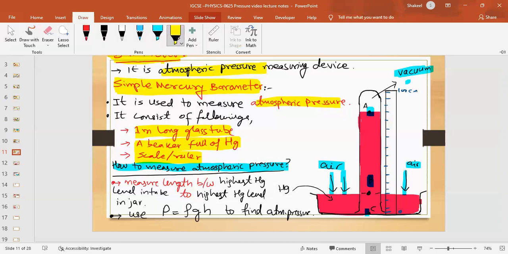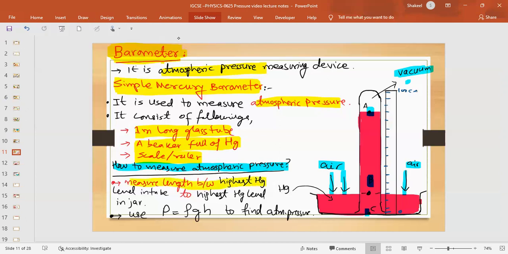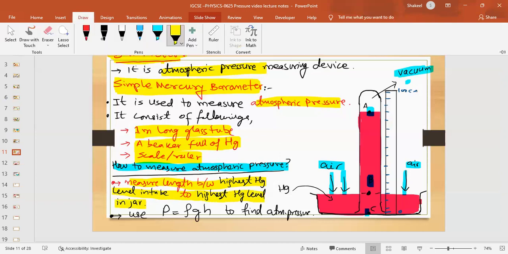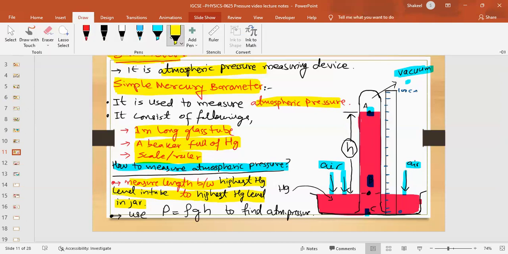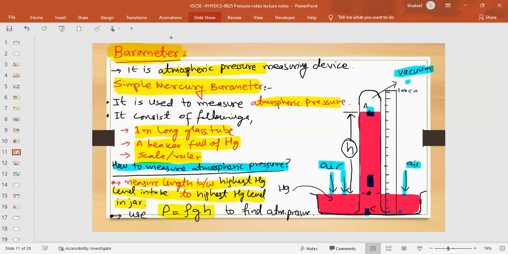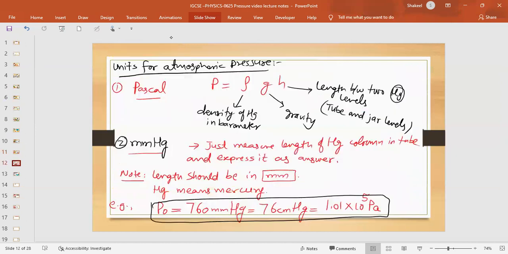What you have to do is measure the length between the highest mercury level in the tube and the mercury level in the jar. So just measure the height between them. Which height? This height, from the jar to the top level in the tube. That's it. Just measure it. And then you have to use P equals rho g h, where rho is the density of the mercury, g is 10, and h is the height that you have measured, to find the atmospheric pressure.